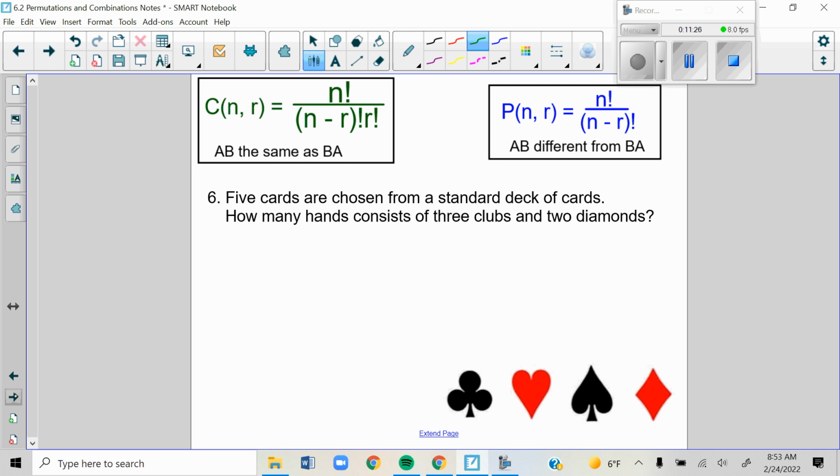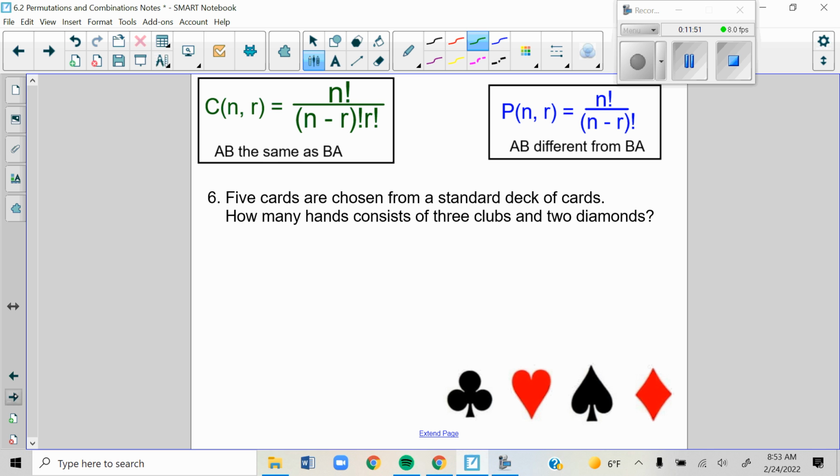All right, 5 cards are chosen from a standard deck of cards. How many hands consist of 3 clubs and 2 diamonds? So does it matter the order that you choose your 3 clubs? No. If we choose 4 of clubs, 7 of clubs, and 8 of clubs, that's the same thing as choosing 7 of clubs, 8 of clubs, and 4 of clubs. Order doesn't matter. So this is a combination.